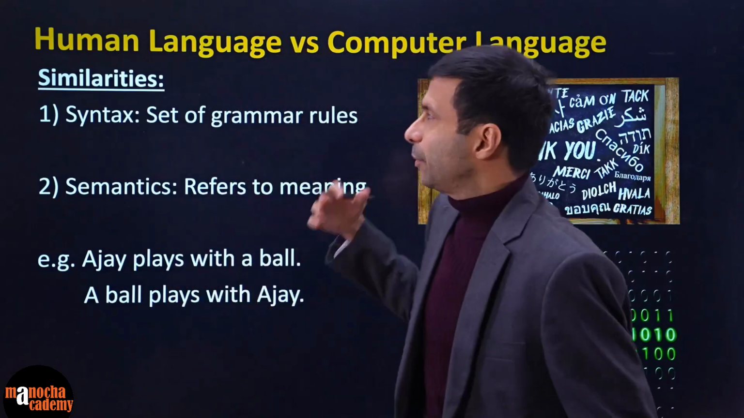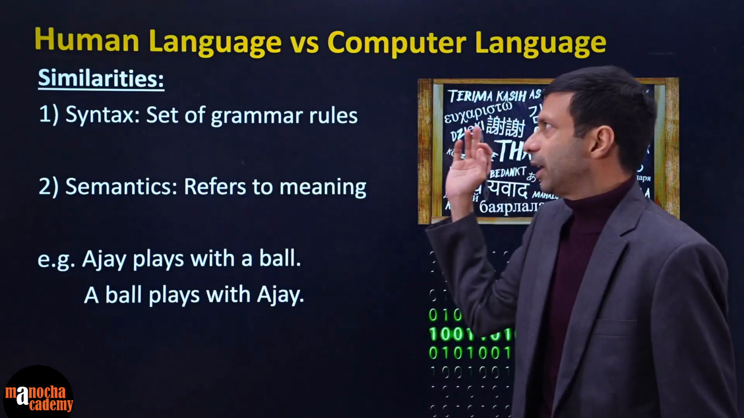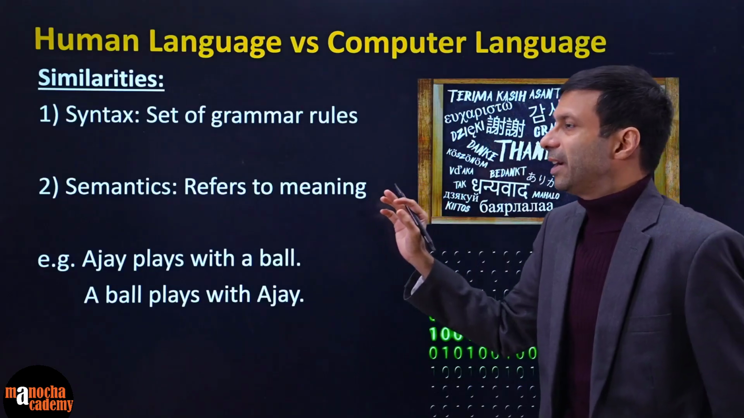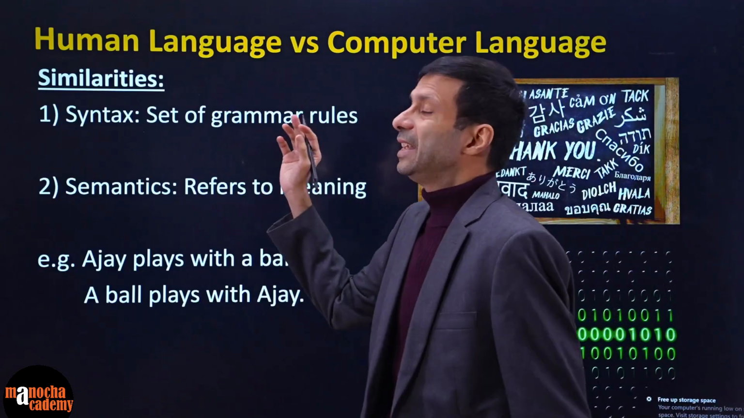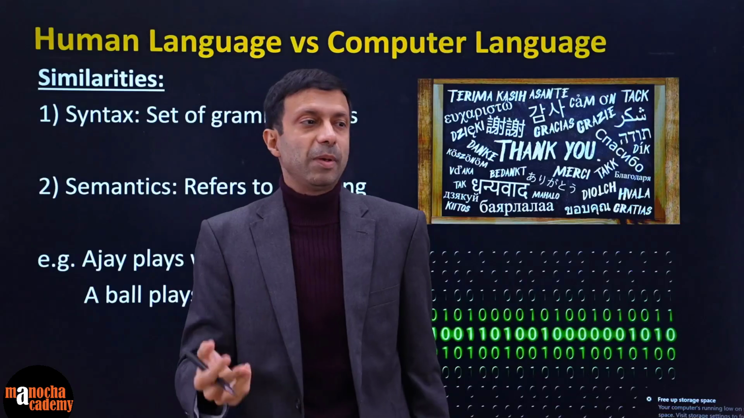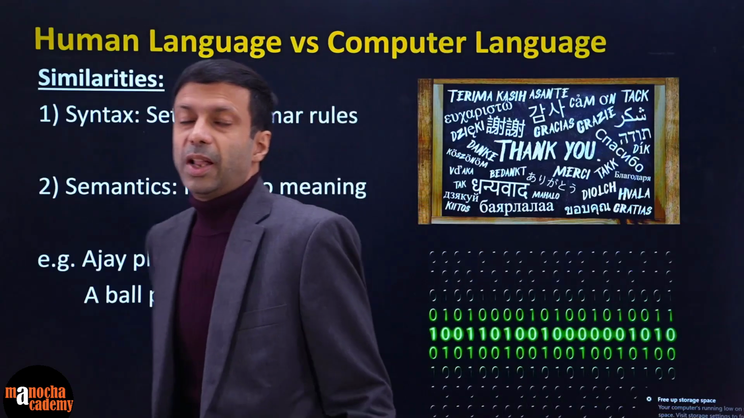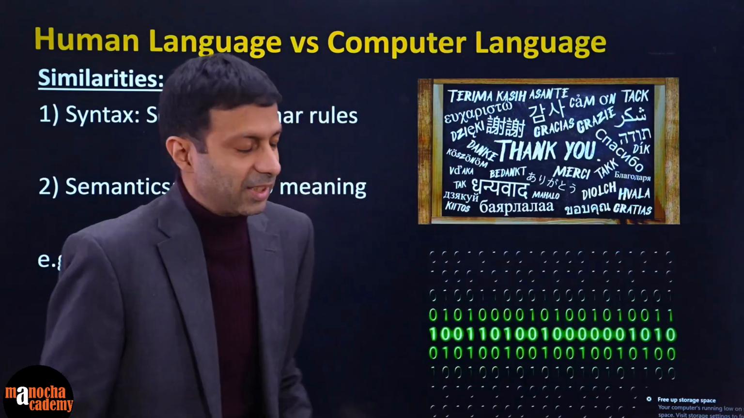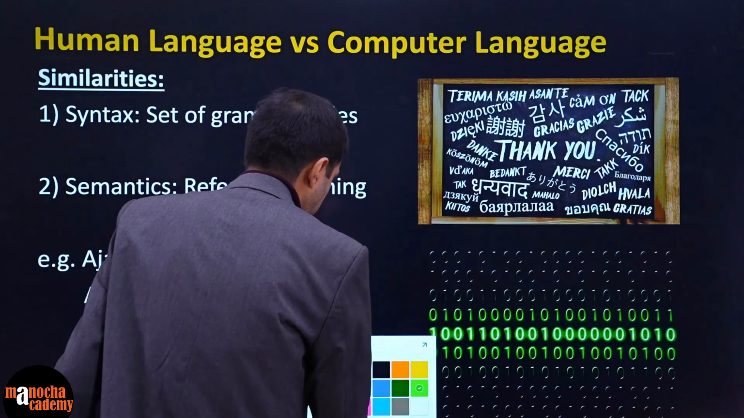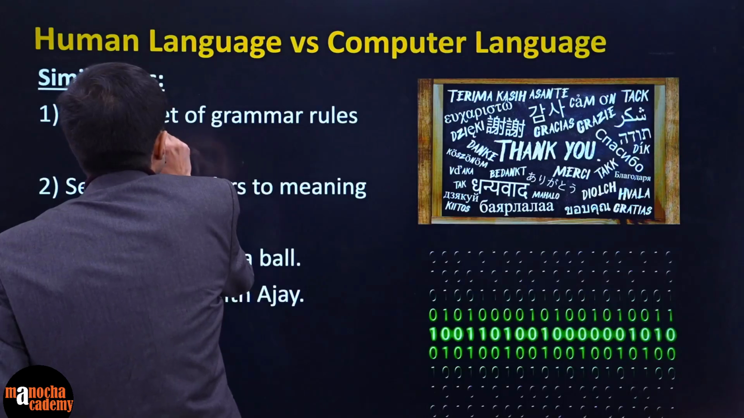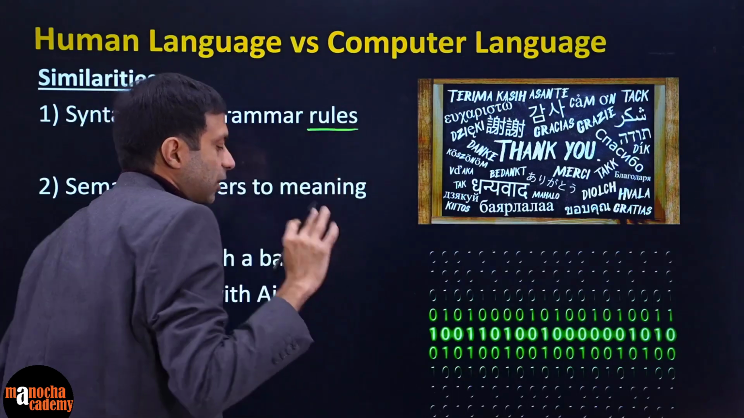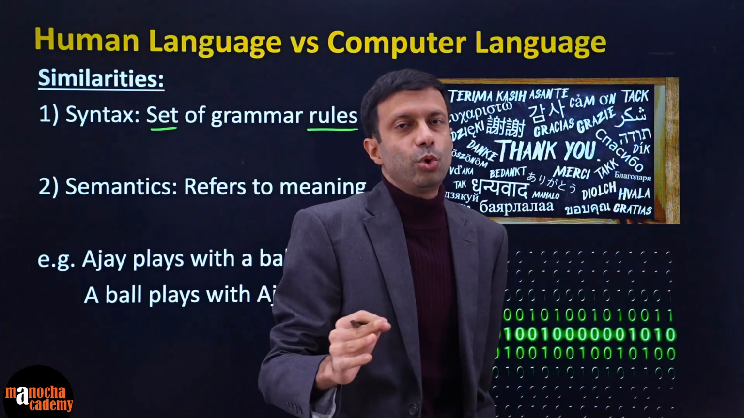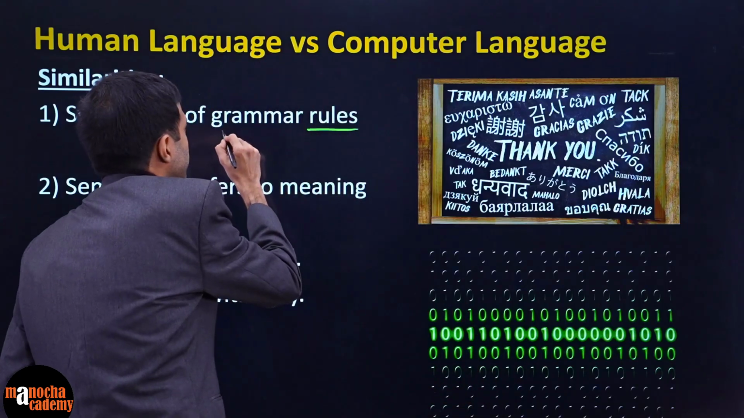So what are the similarities between human and computer language? So the first similarity is that there is a syntax. What do we mean by syntax, guys? Like when you have done programming, you have seen that thing, syntax error, right? There's a syntax error. So syntax basically means a set of rules. Syntax basically, you can remember, is a set of rules, or we can say grammar rules.